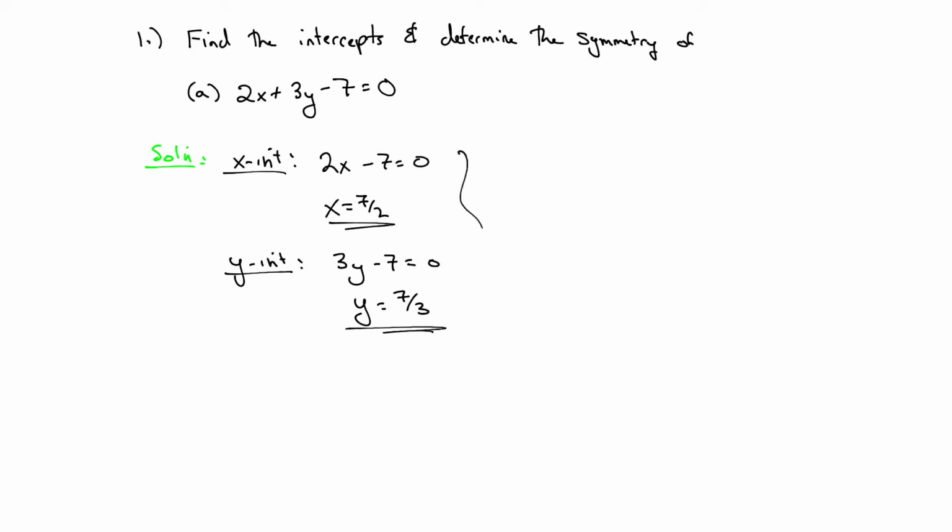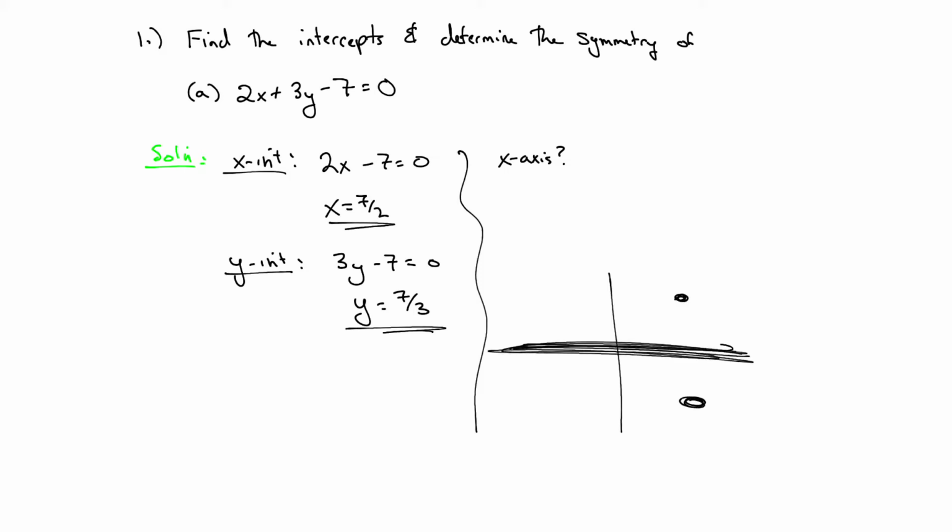Then we're also going to test for symmetry. So x-axis symmetry. If you ever forget, you can always draw a picture. X-axis symmetry means we're symmetric with regards to this line. So if I have a point up here, I have this same point. If this is the point x comma y, they have the same x value, but the opposite y value. So when you're testing for x-axis symmetry, you're going to replace y with negative y.